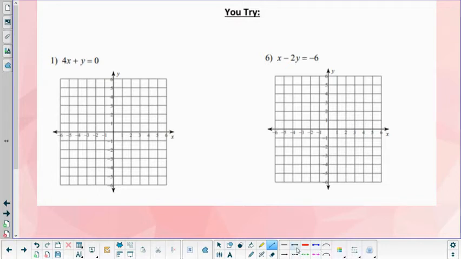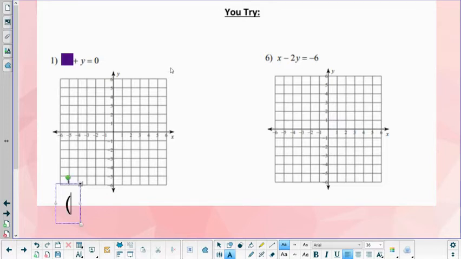Okay, so let's talk about these real quick. Okay, again, I'm going to use the cover up method. If I cover up my x value, I get y equals 0. So this means that my intercept is going to be 0, 0. Okay, so this is one of my intercepts.